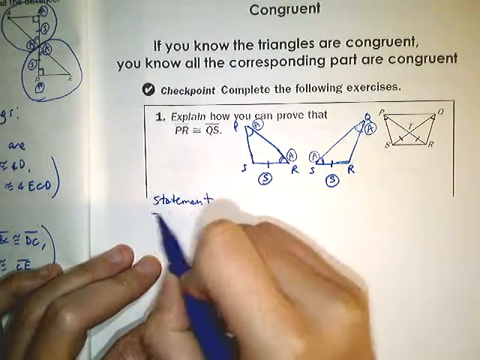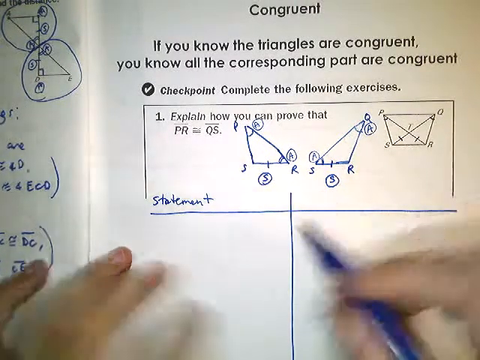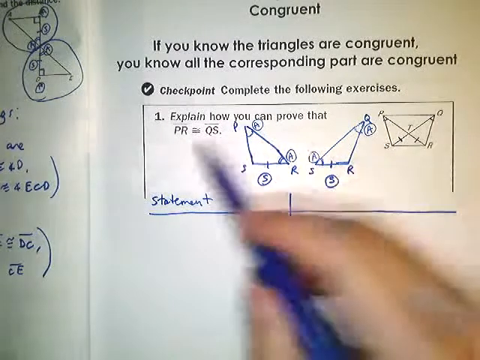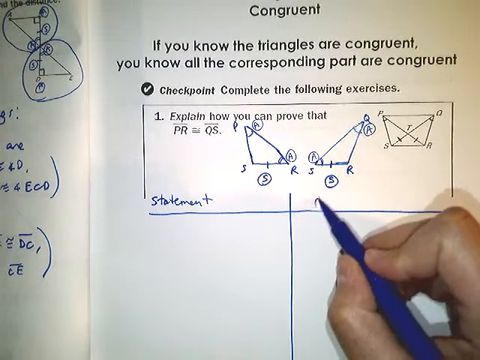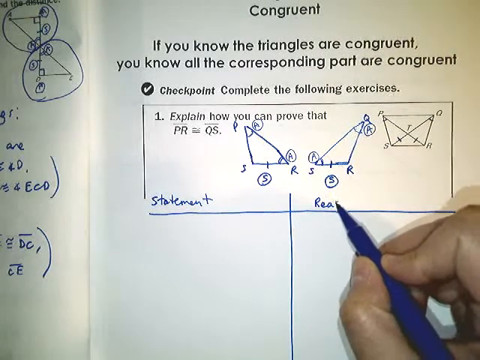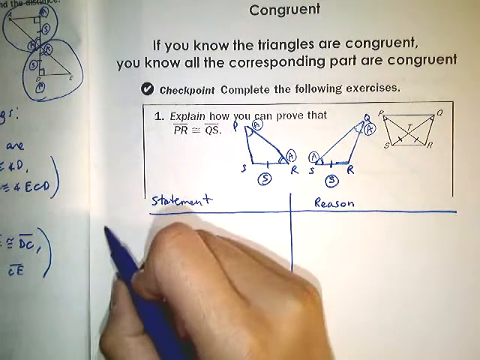Once I've established that those two triangles are congruent, then anything that matches up that I want to state, for example, PR and QS, I can state that those are congruent because the two triangles in the last statement that I made were congruent.